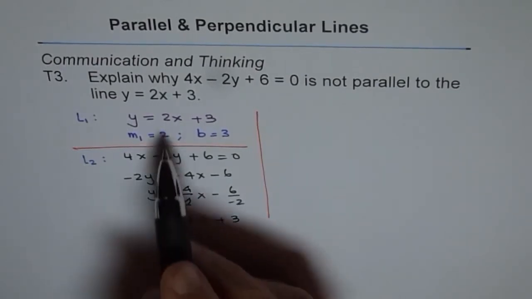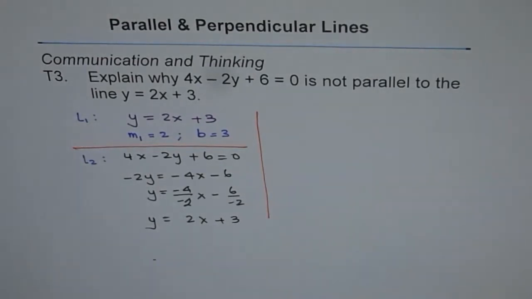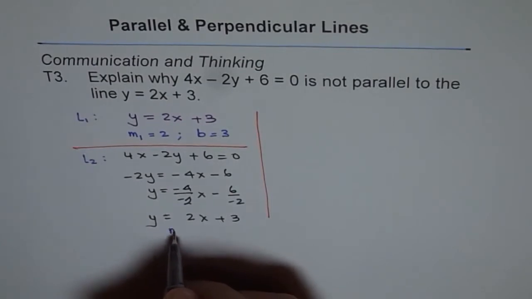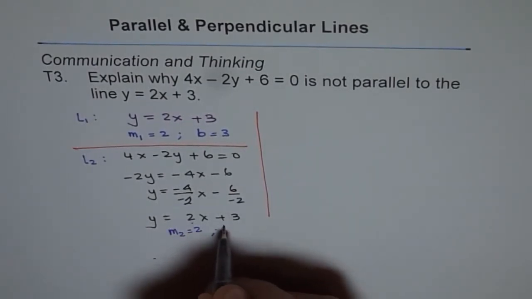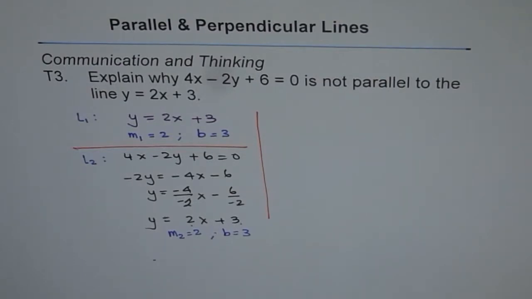So we get exactly the same equation, y equals 2x plus 3. Now in this equation, what is the slope? Slope of line 2 is 2, right? And b is also 3. Slopes are same. That means they are parallel kind of, but they are not really parallel since the y-intercept is the same.